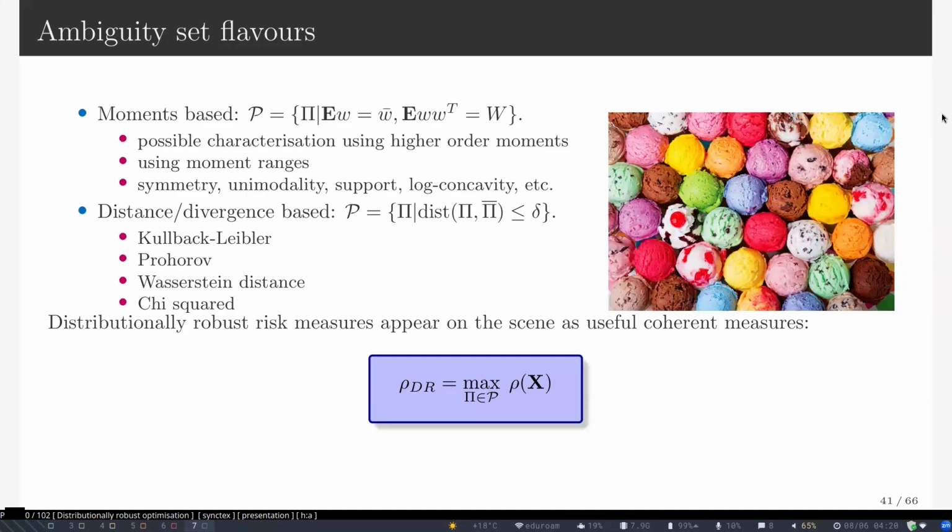Now, what happens is the distributionally robust risk measure is a good coherent measure. It really inherits the coherency of the original measure through this operation. So if this was coherent, this one would be a coherent measure. So we can bring it in.